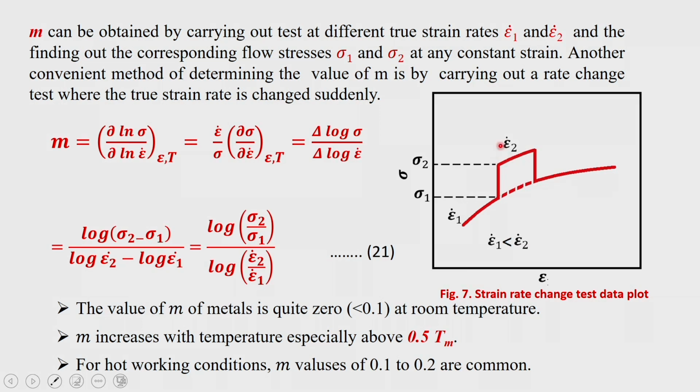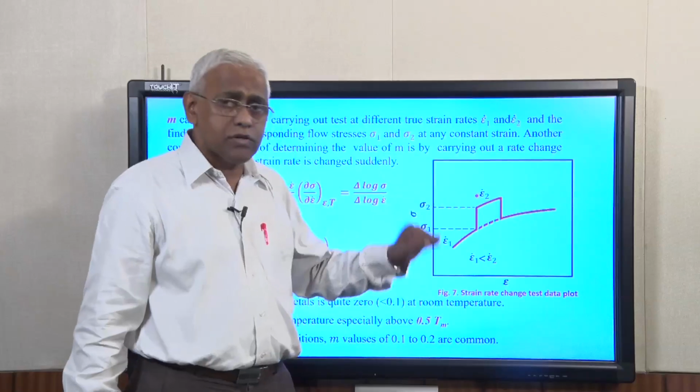When that is done, if strain rate epsilon dot 2 is higher than epsilon dot 1, you will find that the flow stress increases, or if it is reduced, the flow stress will reduce. Then you carry out the experiment for some more strain and then suddenly come back to the initial strain rate. If you were carrying out the experiment at this strain rate, it would have followed like this curve. So, now you know sigma 1 and sigma 2 corresponding to epsilon dot 1 and epsilon dot 2.